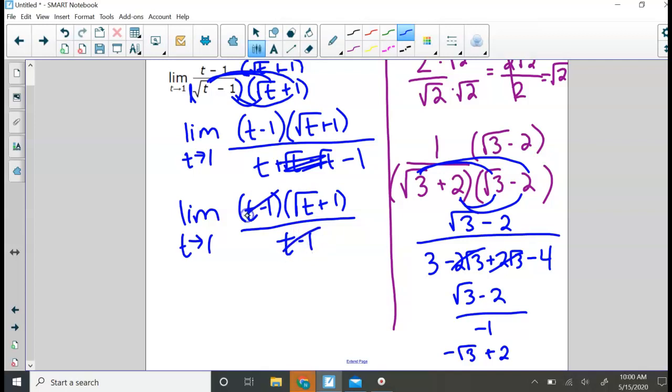And now those t minus 1s can cancel. And so once they have canceled, we can just plug in the 1 for our t. So we'll have square root of 1 plus 1, which is just going to be 2. So 2 would be our answer for that problem.